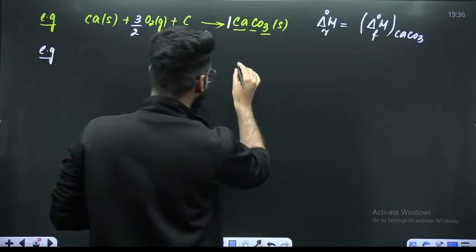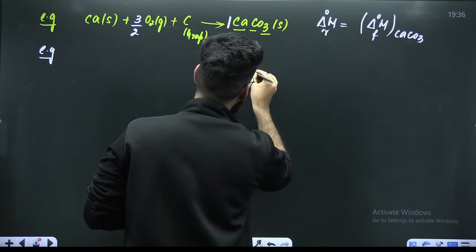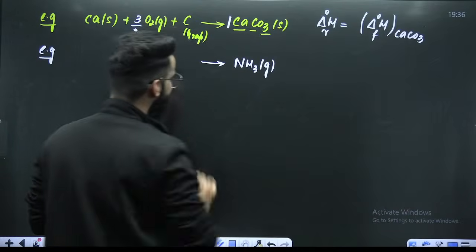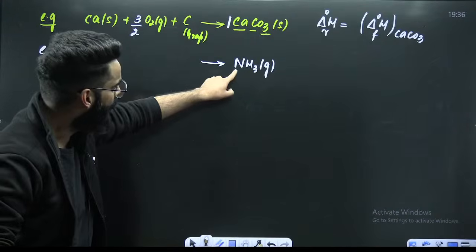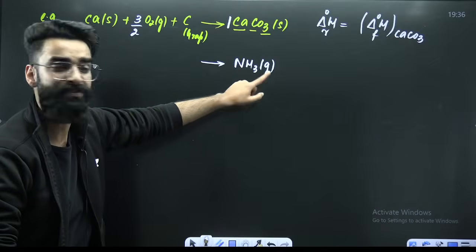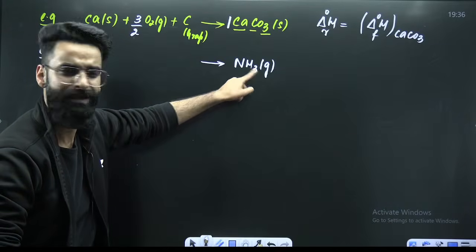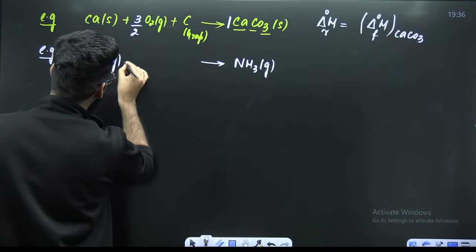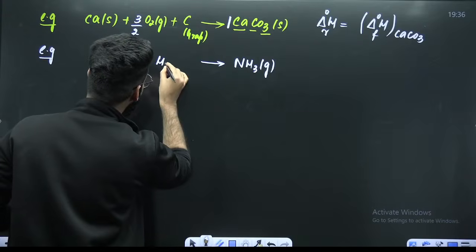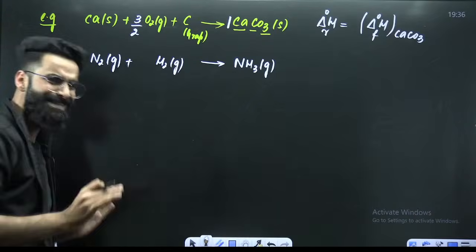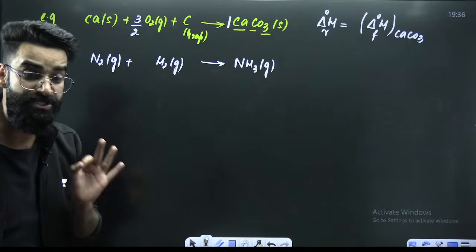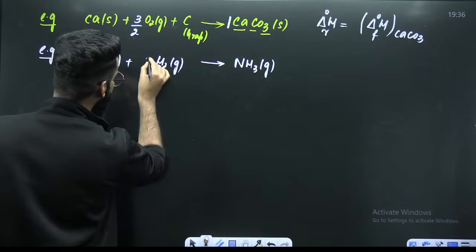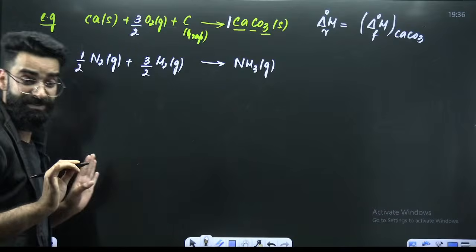My dear students, for example, I'm writing NH3 gas. If I ask you, what are the constituent elements of NH3? It's nitrogen and hydrogen. Now tell me, what is the standard state of nitrogen? It is N2 gas. What is the standard state of hydrogen? It is H2 gas. Now, is the reaction balanced? No, the reaction is not balanced yet. So let me balance it. Let's keep it as 1/2. Let's keep it as 3/2. Now the reaction is balanced.